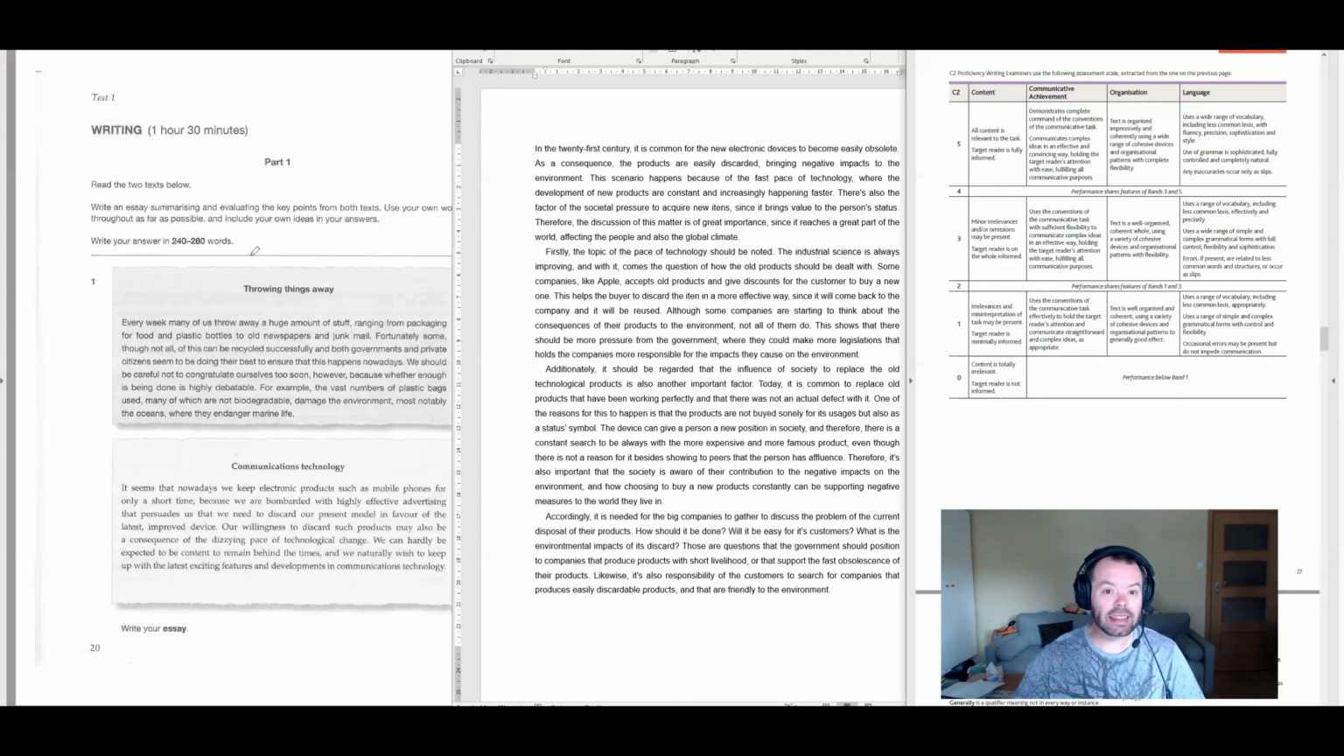So before you can do anything, you have to read the 2 texts and you have to highlight the 2 points raised by each author. You need to be able to address those points in the response to be able to get the content marks. So let's take a look.